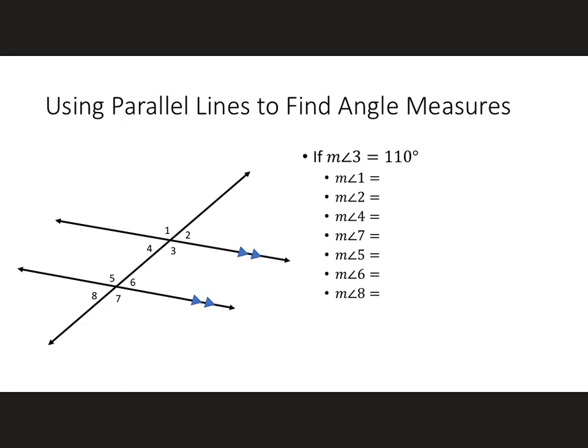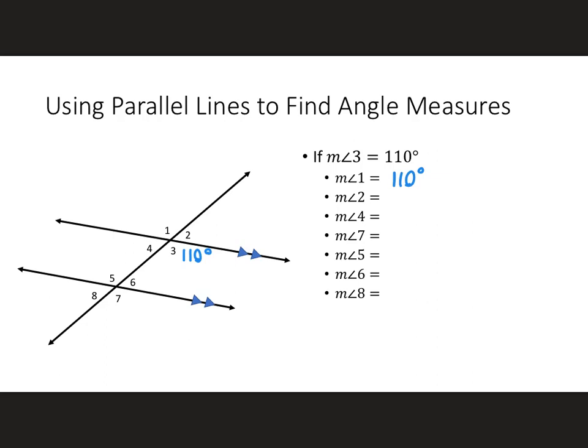So if we are told that angle 3 is 110 degrees, we can actually find out what every other angle in this diagram is because we know that these lines are parallel to each other. So if angle 3 is 110 degrees, we know that angle 1 is also going to be 110 degrees because angle 1 and 3 are vertical angles.